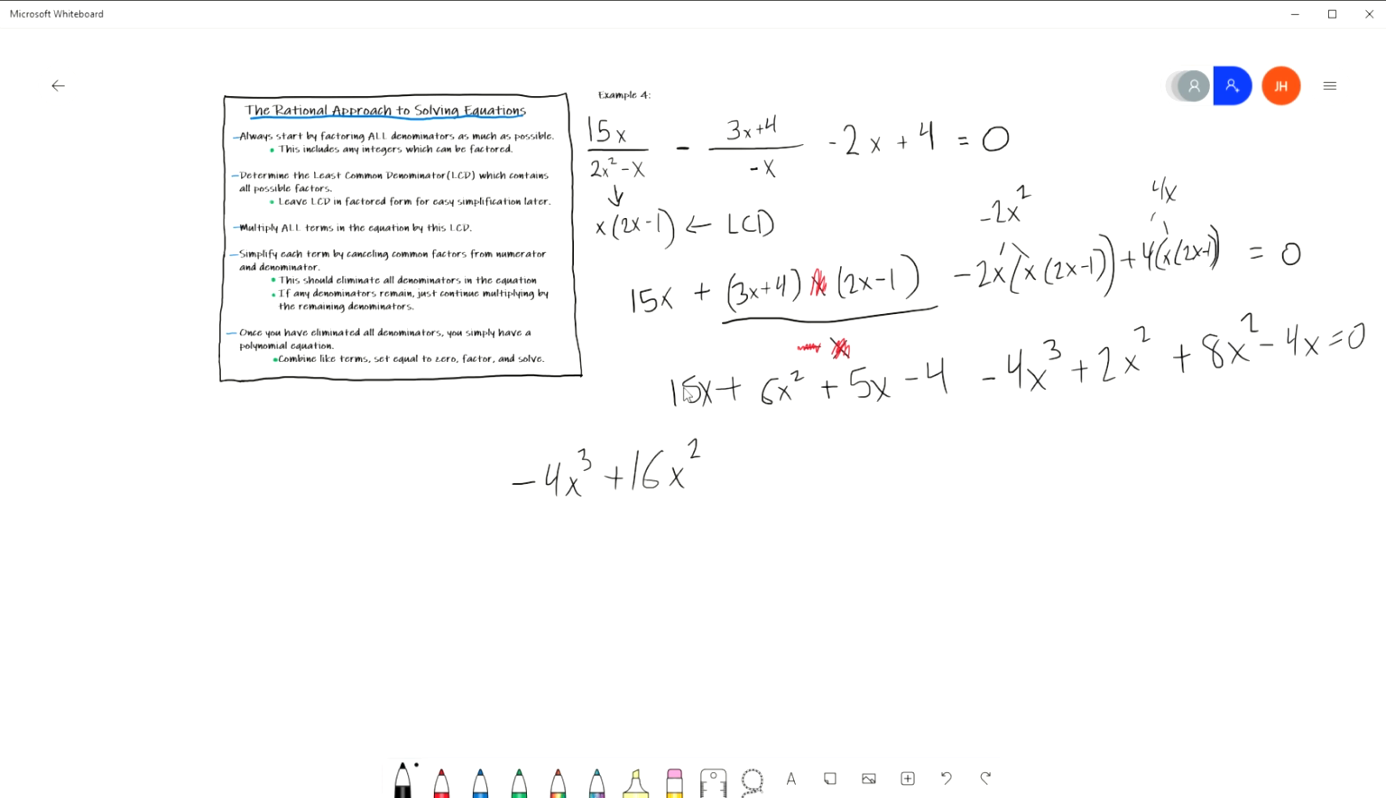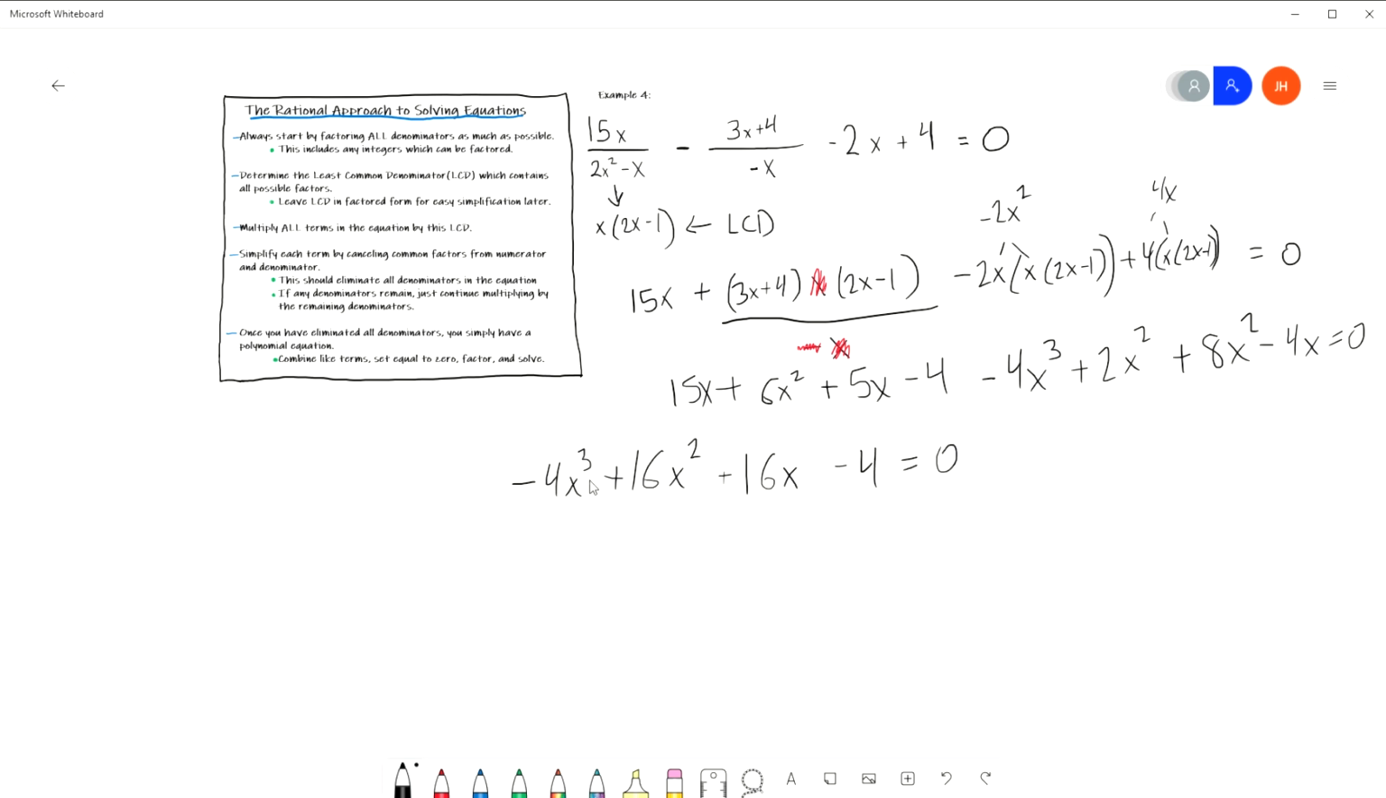That makes 16. So plus 16 x squared. Where are my x's at? 15 plus 5 is 20. Minus 4 is 16. Oh, cool. 16 again. And where are my numbers at? I got minus 4. And that's it. So minus 4 equals 0.